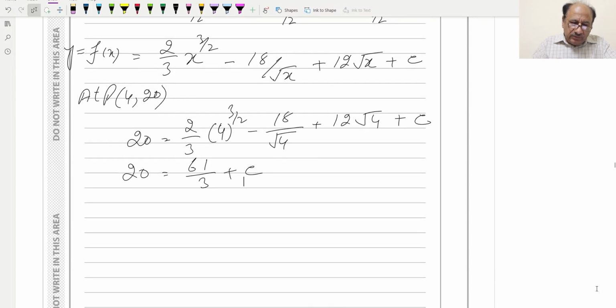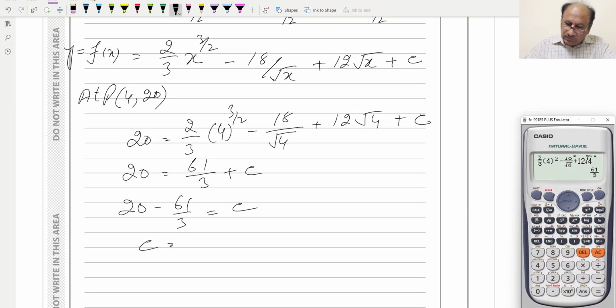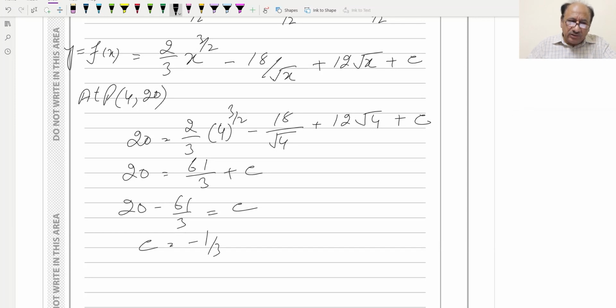Now we can shift this to the other side, so it will be 20 minus 61 over 3 is equal to c, and c value we can take 20 minus the answer is equal to minus 1 by 3. So c value is minus 1 by 3.